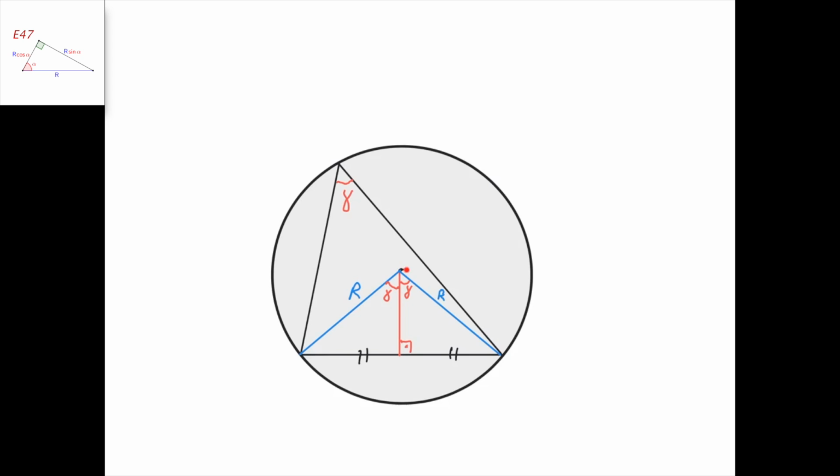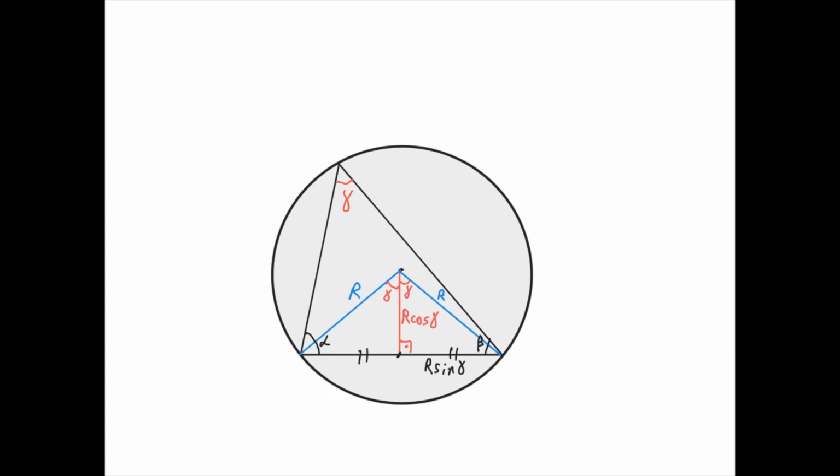Then this side must be r times the cosine of gamma, similarly to how this side was r times sine of gamma. By symmetry of argument, we know that if we take the circumcenter and drop perpendiculars to the other two sides of the triangle, then their lengths would be, respectively, this would be r times the cosine of alpha, and this would be r times the cosine of beta, like this and like this.